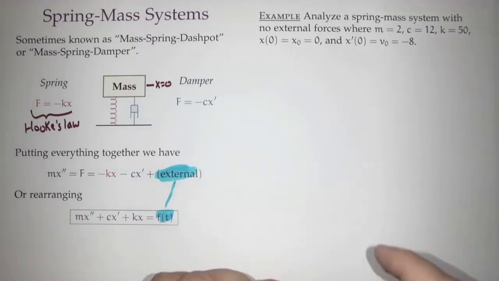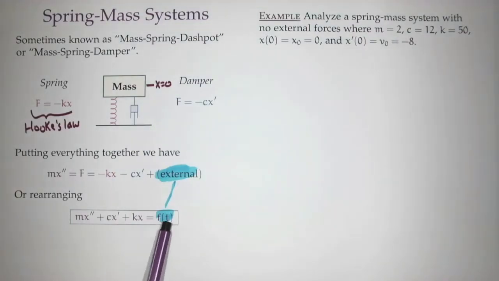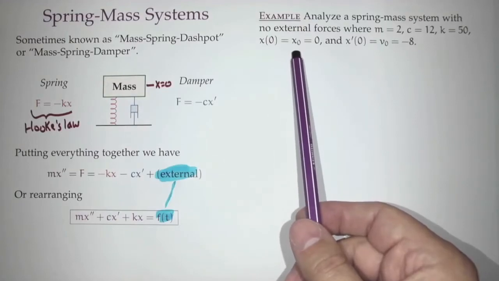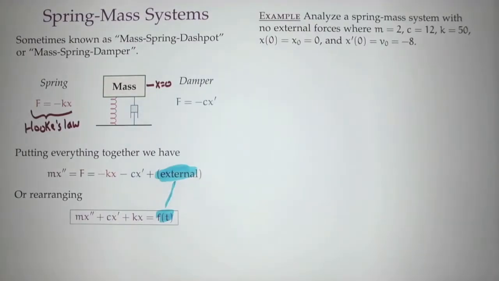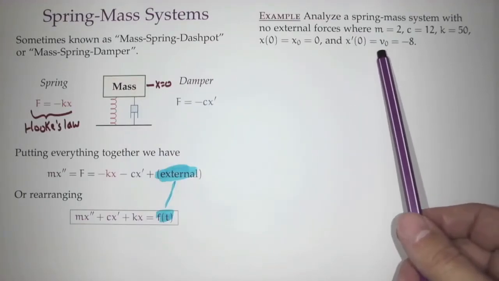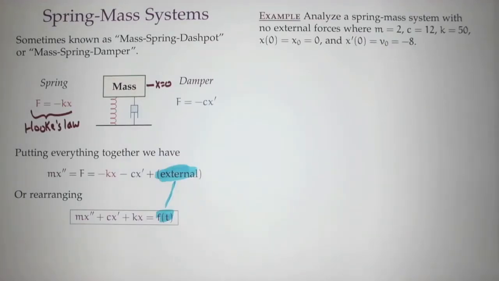So let's do one. An example. Analyze a spring mass system with no external forces. So this side is going to be 0. Where m equals 2, c equals 12, k equals 50. And there are some initial conditions. Initially, this little x naught is the initial position, it's 0, so there's no offset. But also x prime of 0, we can think of it as the initial velocity, v naught, is negative a. So there might be no offset, but there's some speed attached to it.